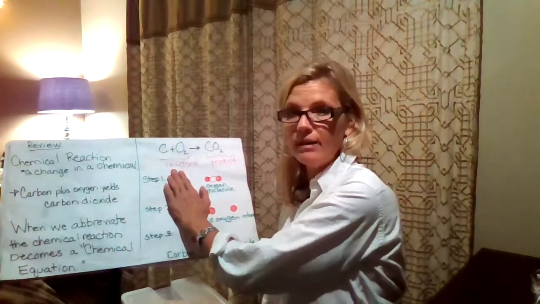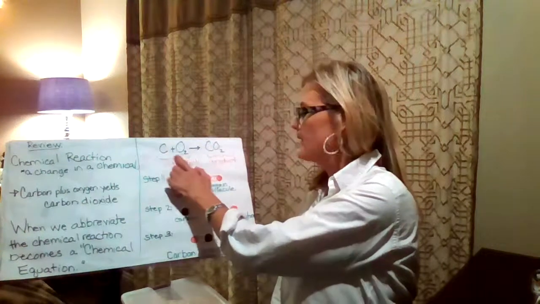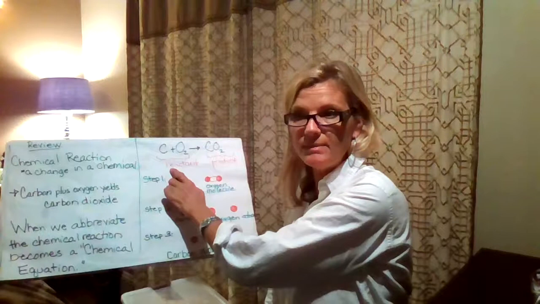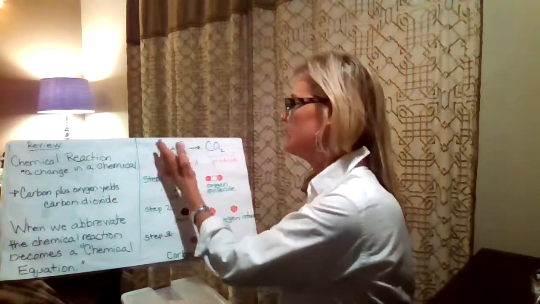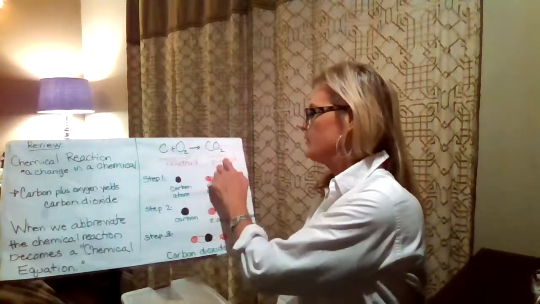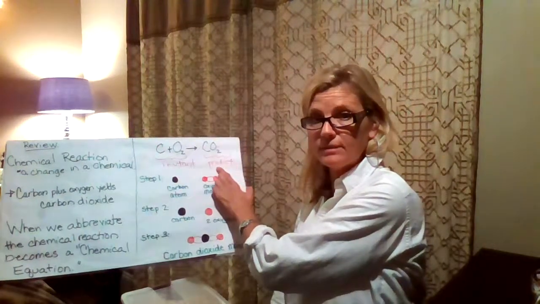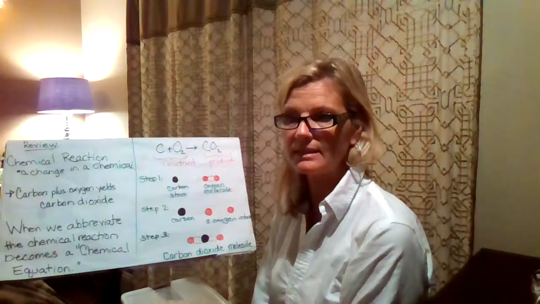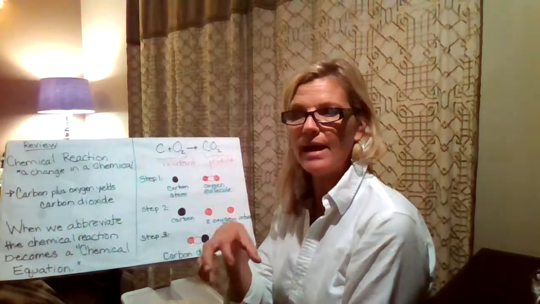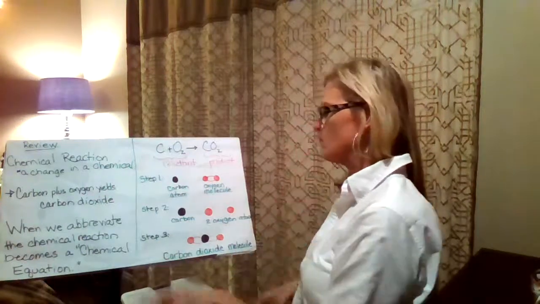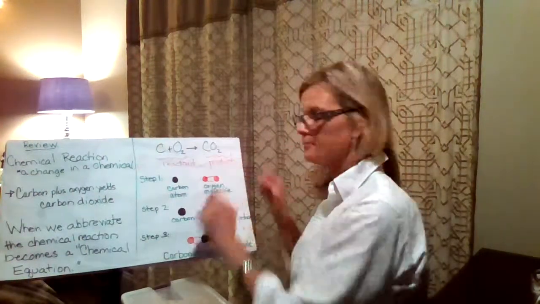Let's remember, on the left-hand side of the yield sign, or the arrow, we have what are called the reactants. That is because the atoms and the molecules that appear on this side react together. On the right side, we have the products, and those are the atoms and substances that were created by this reaction.